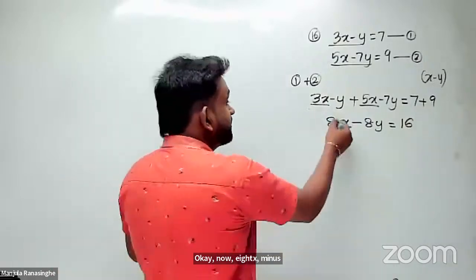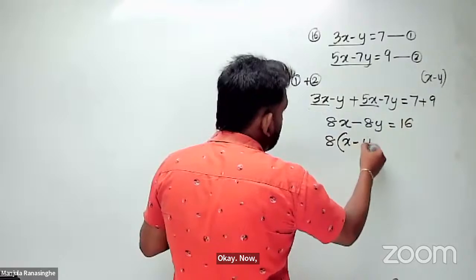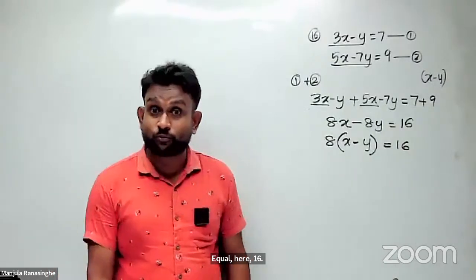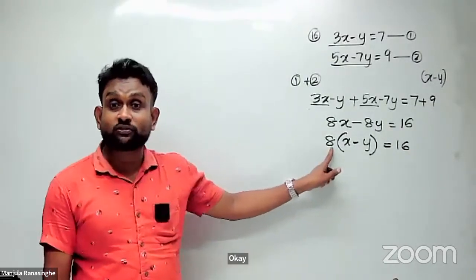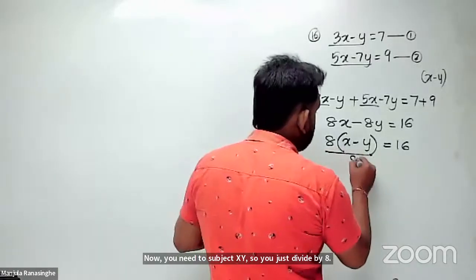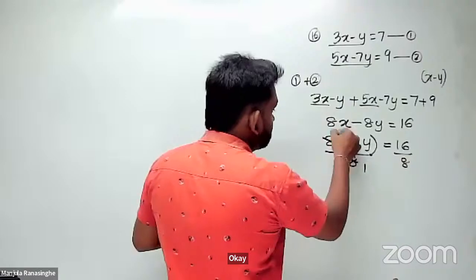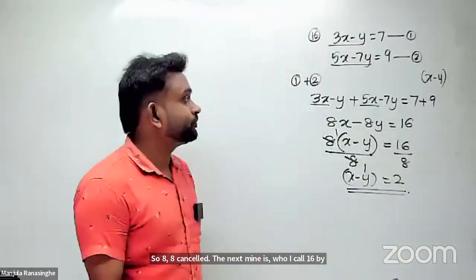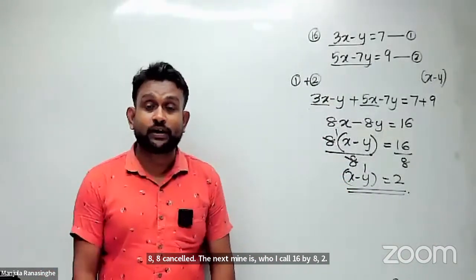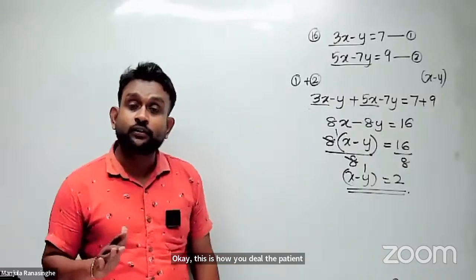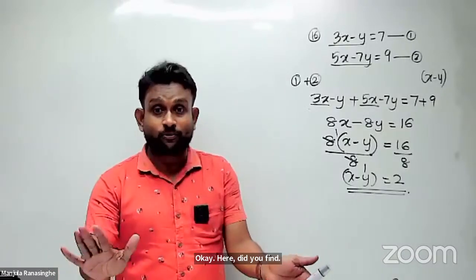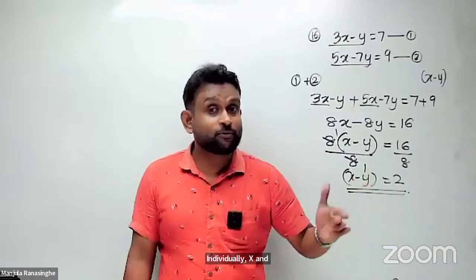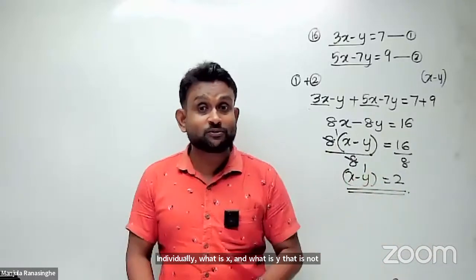So you take 8 as the common factor, so 8 times x minus y equals 16. Now you need to find x minus y, so you just divide by 8 on both sides. The 8s cancel, then x minus y equals 16 divided by 8, which is 2. This is how you deal with the question, right? Did we find x and y individually and subtract? No, right? Just the x minus y answer is taken. We do not know individually what x and y are, and that is not required here. Just x minus y is asked.